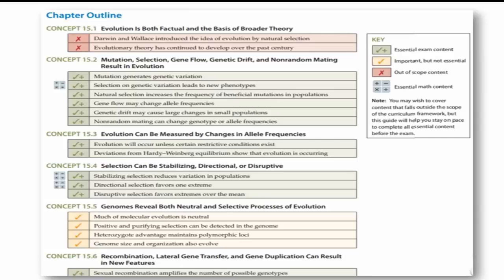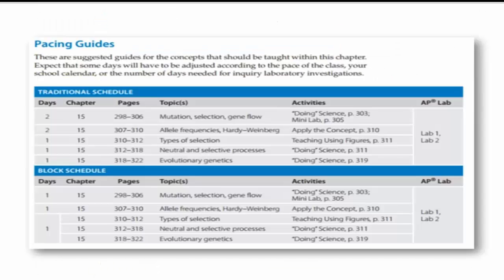And then if you need to gloss over something or you can't spend as much time on something, you can look at Concept 15.5. It also shows where the essential math content is and just creates kind of a clear roadmap on what you need to cover within that chapter. Finally, we provide you guys with pacing guides in the book for both traditional and block schedule. It shows how many days you need to spend on it, what the page numbers are, what topics there are, what activities are within that chapter, and then the AP labs that you can do as well.